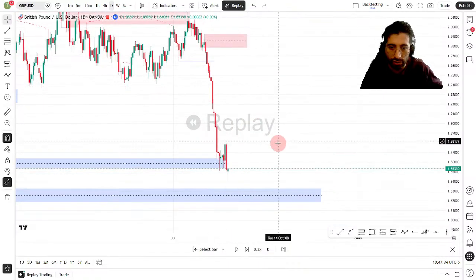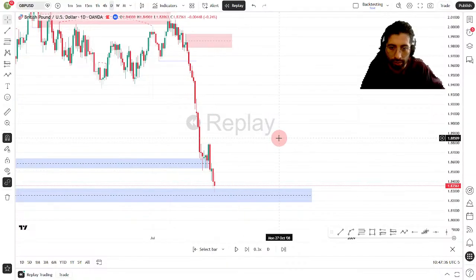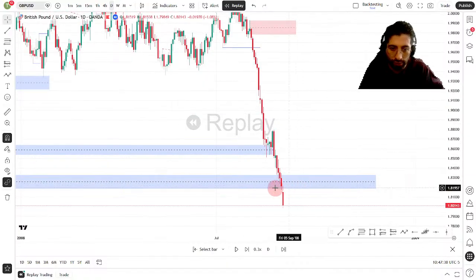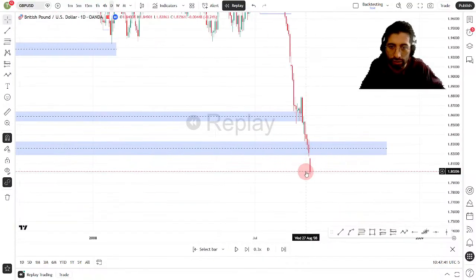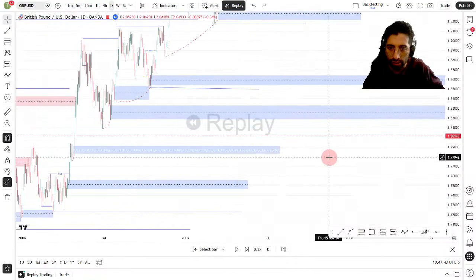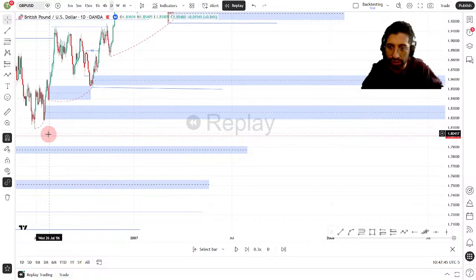It's having a reaction, but as I told you, there was liquidity below this low. So now let's see if it respects this one. No, it didn't respect it, so it just continued pushing down. Now, because there was a lot of liquidity.